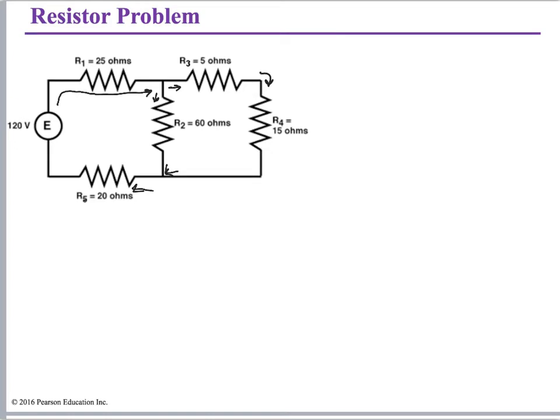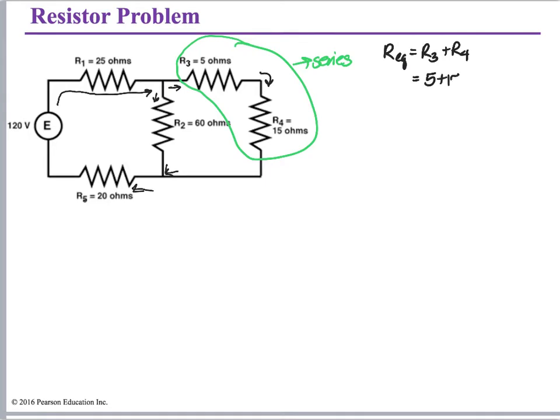What we like to do is we need to break these down by step and simplify them. So we start right here with these two that are in series, and we have to replace them by an equivalent resistor. R equivalent here is equal to R3 plus R4 because they're in series, and so we just add them. So we get 5 plus 15 equals 20 ohms.